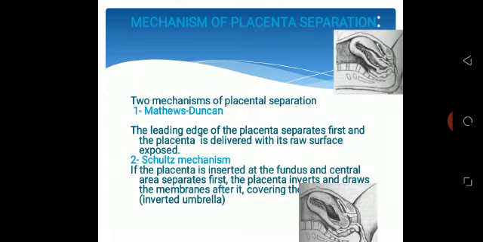And just for your theory knowledge, there are two methods of separation. One is Matthew Duncan's, where the edge of the placenta separates first and the placenta is delivered with its raw surface exposed. And the second is called the Schultze mechanism. Here the area that is inserted at the fundus of the uterus separates first, and the placenta inverts, and then it comes out in the form of an inverted umbrella.